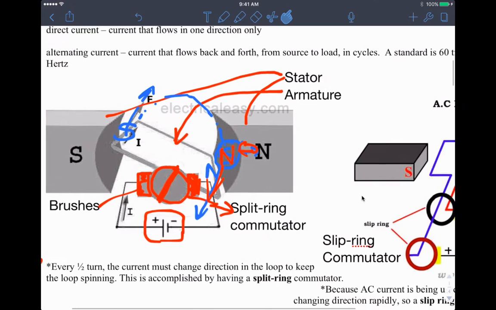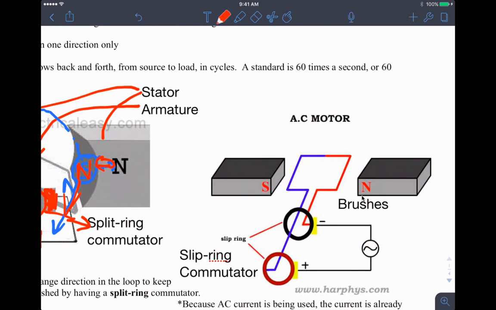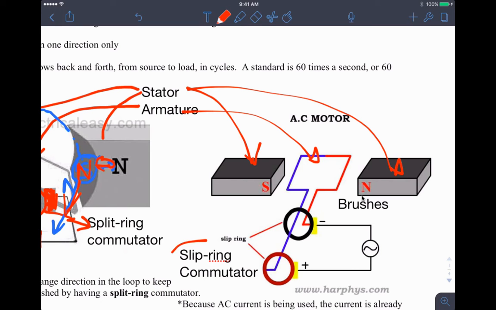Now, if we just slip over here to the AC motor, the stator here are still the two permanent magnets. That's not surprising. The armature is this part that's going to spin. And what's different with an AC motor is we have a slip ring commutator instead of a split ring. So here are the brushes in yellow. You can see them right here. And they're tied to an AC source, so alternating current source.